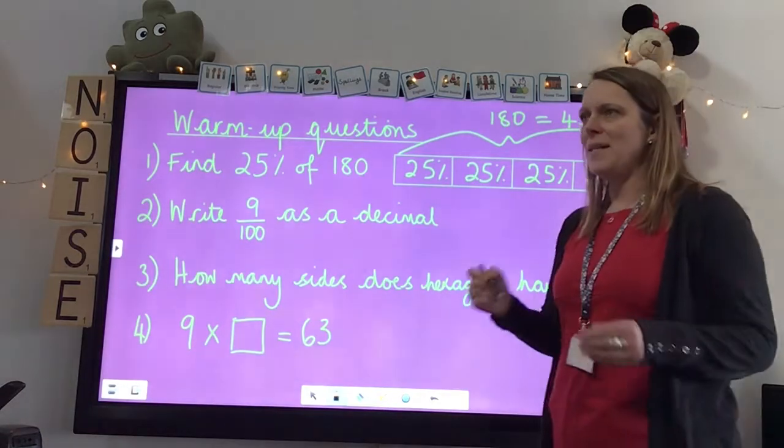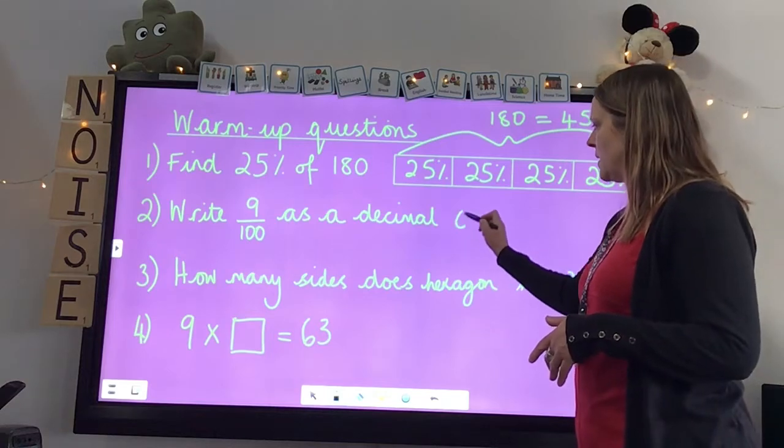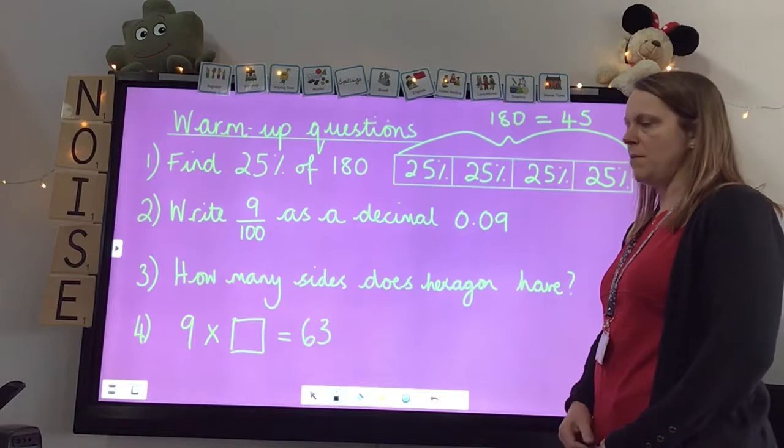Next, we have 9/100ths as a decimal. So thinking about our place value, which column is the hundredths column? And it is this one here, isn't it? So hopefully you wrote 0.09.